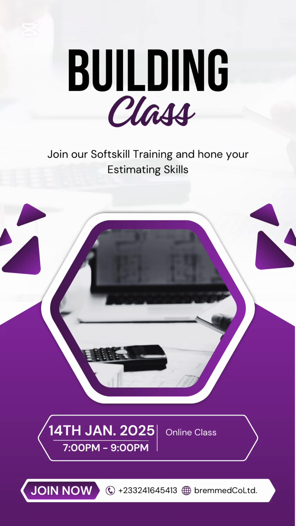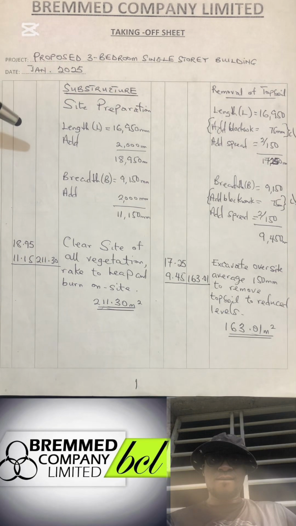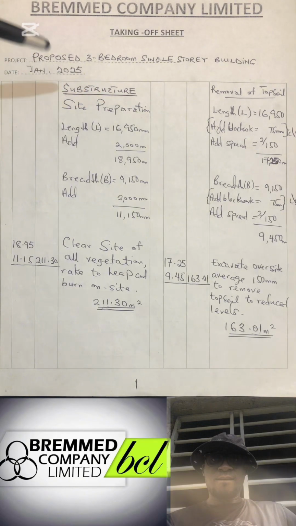Okay, so we'll be looking at the taking of sheet. The taking of sheet is basically the calculations we do that are behind the scenes. That comes before we do the bill of quantities for presentation. Today we will look at substructure, site preparation.